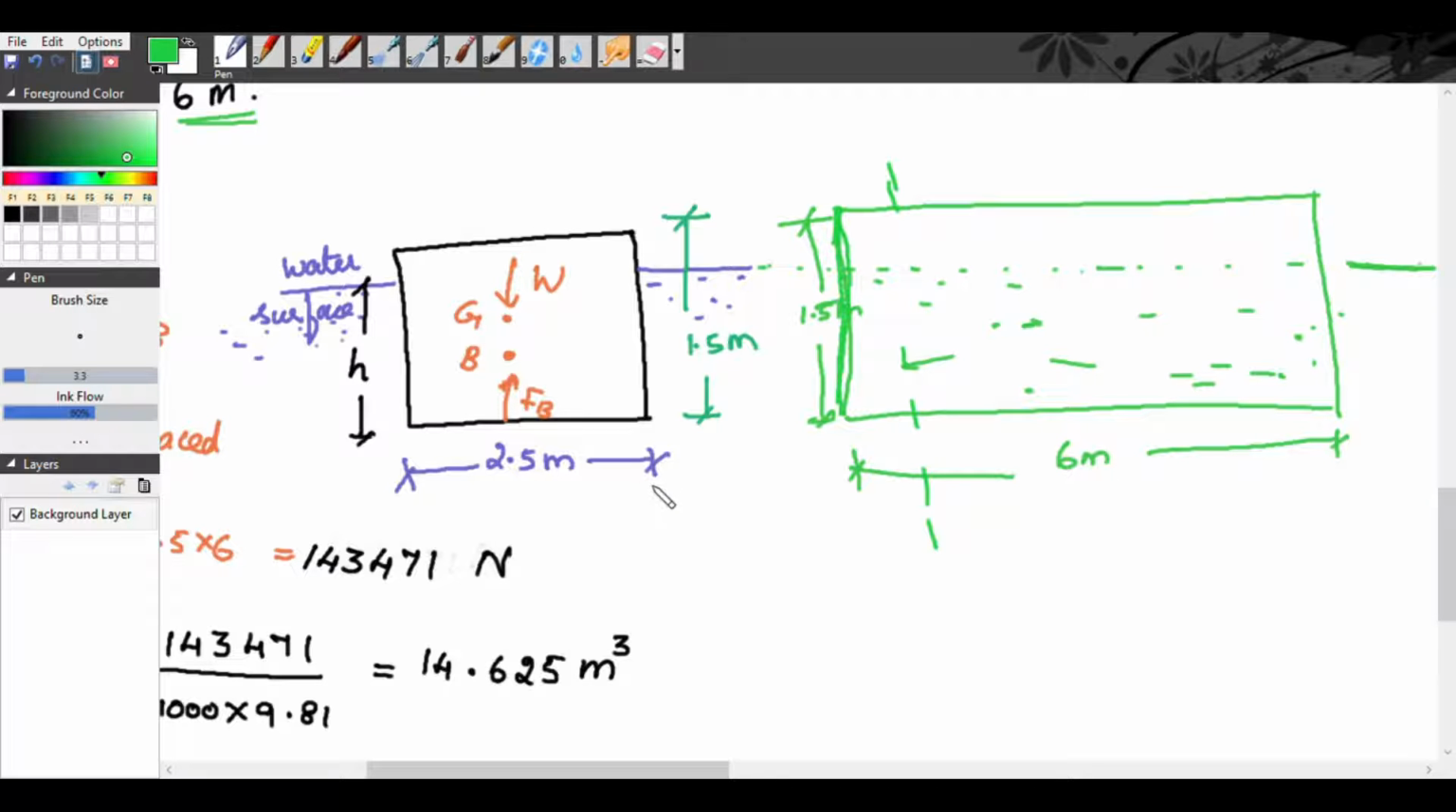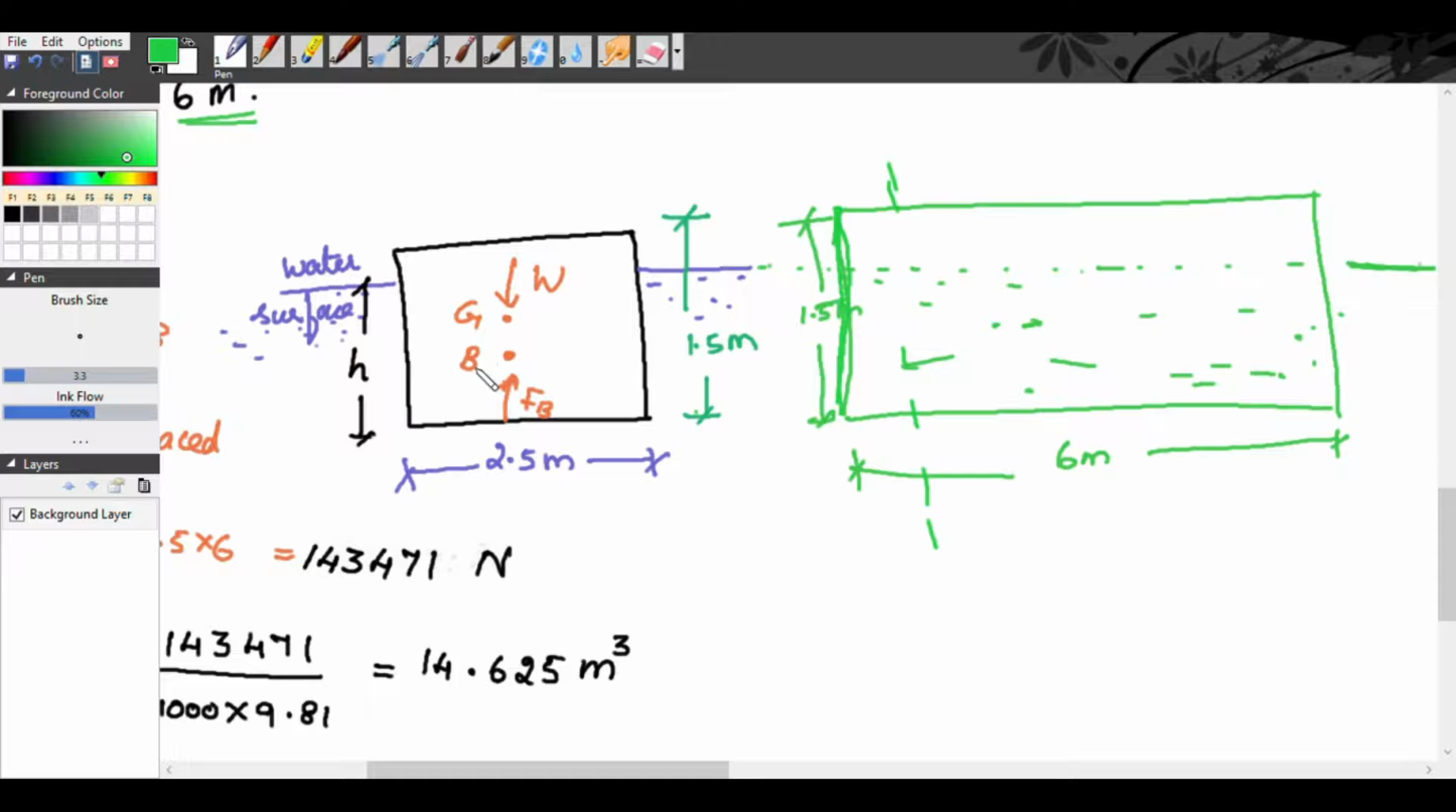So, when it is floating in water, a small portion is projected above the surface of water. So, we will take the depth below the water surface as h, small h. The total depth of the wooden block is 1.5 meter. The depth below the water surface is taken as a small h.